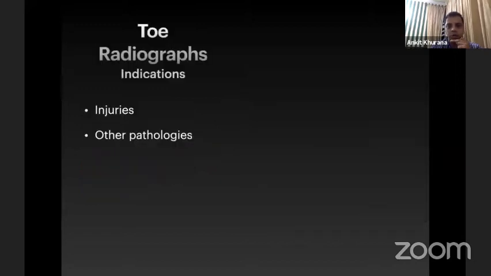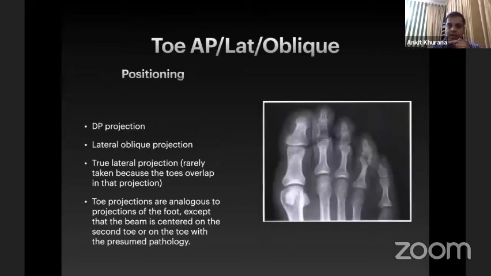The toe radiographs are done for injuries and pathologies of the toe. They can be oblique, AP, and lateral X-rays that are done to assess for subtle fractures of the toes.